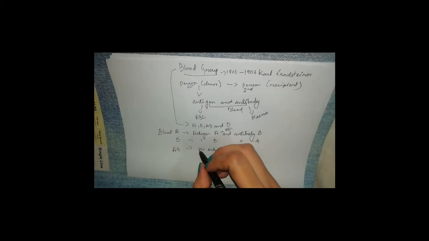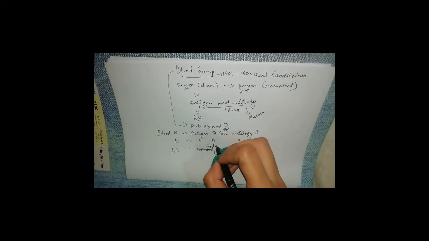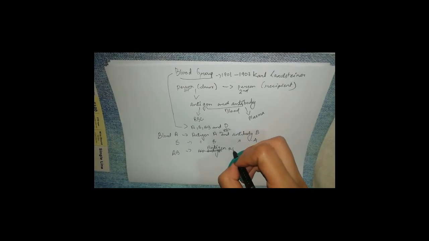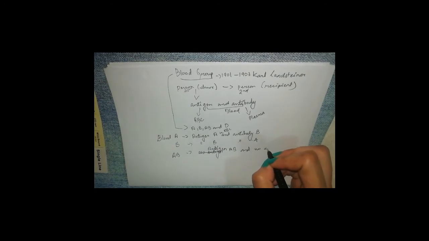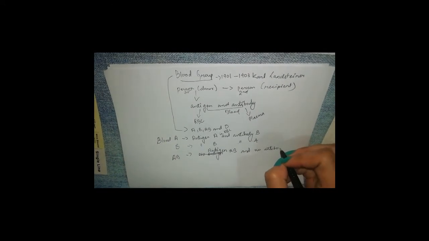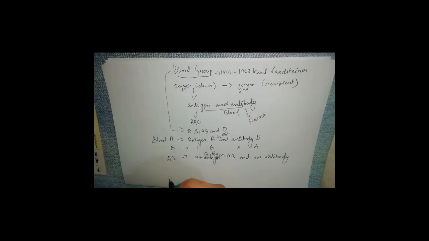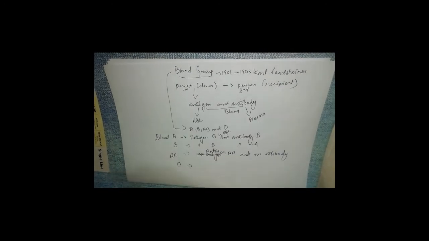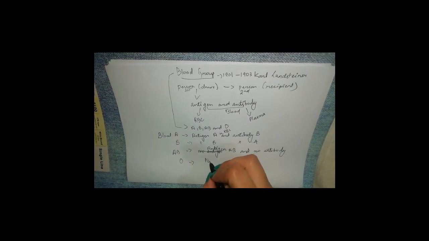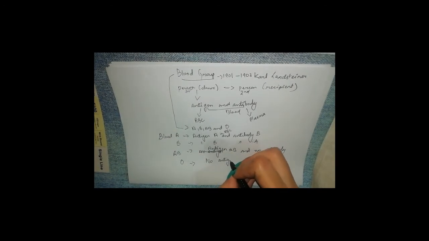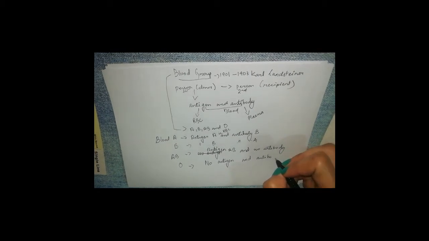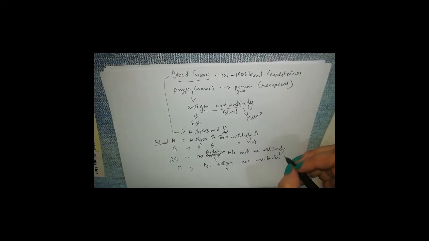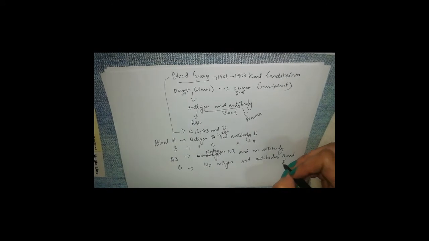I'm sorry, AB will have antigen AB, and they will not have any antibody. Then when it comes to blood group O, they will have no antigen, and they will have antibodies A and B. Remember this.